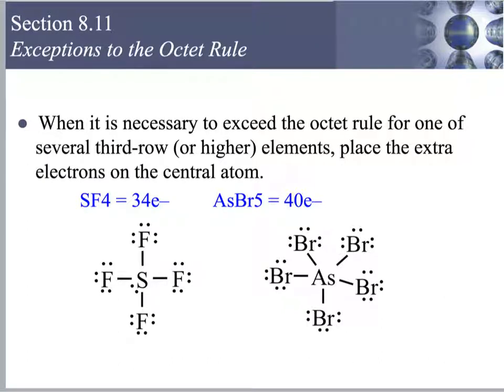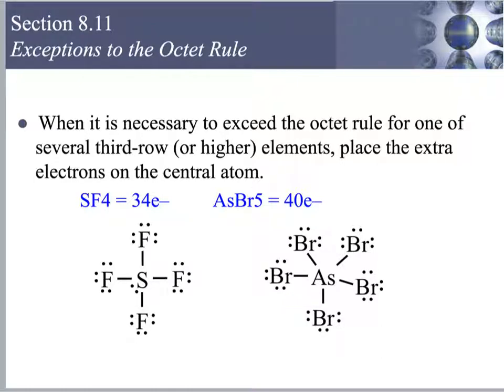So if you look at this situation, something like sulfur tetrafluoride, the sulfur has 10 electrons, so it's an expanded octet. We can also have a similar example with AsBr5, so we can have 10 electrons there.